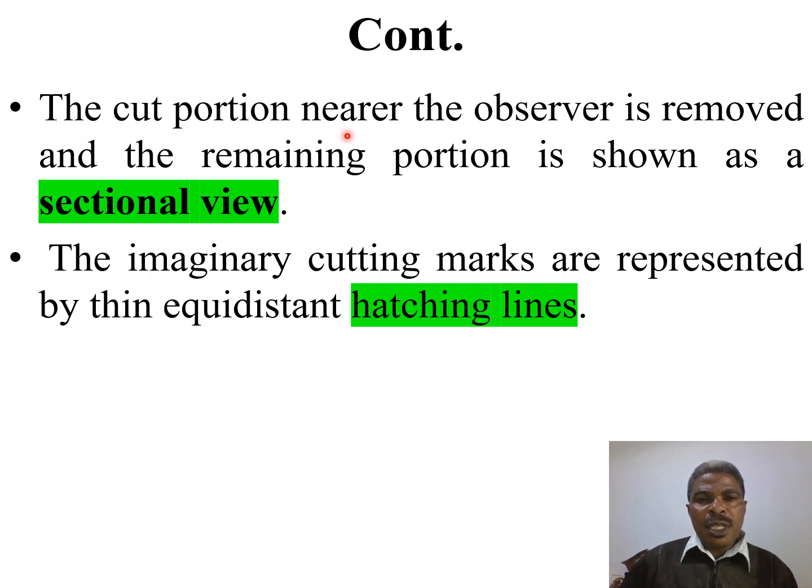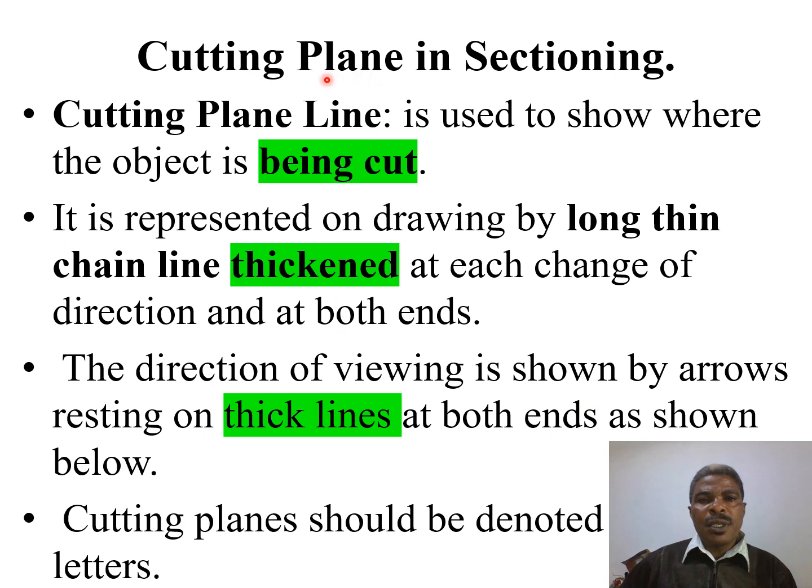So the cut portion nearer the observer is removed, and the remaining portion is shown as a sectional view. The imaginary cutting marks are represented by thin, equidistant hatching lines, as I have explained previously. Cutting plane in sectioning: this line, which we term the cutting plane, is used to show where the object is being cut. It is regarded to be cut by assumption.